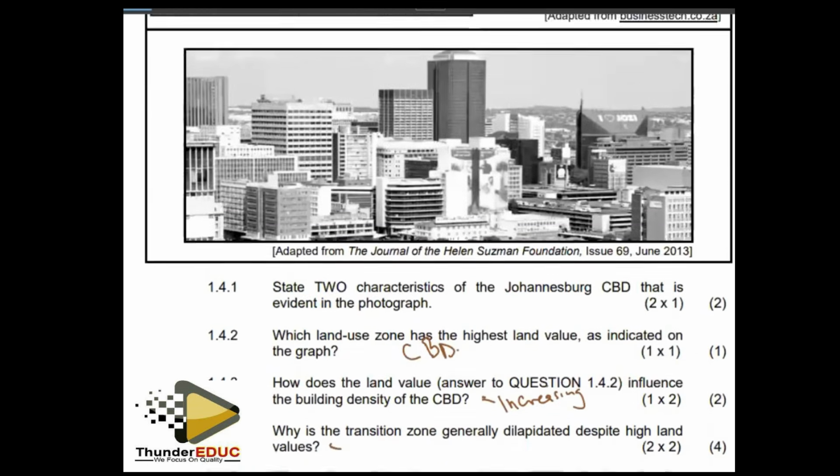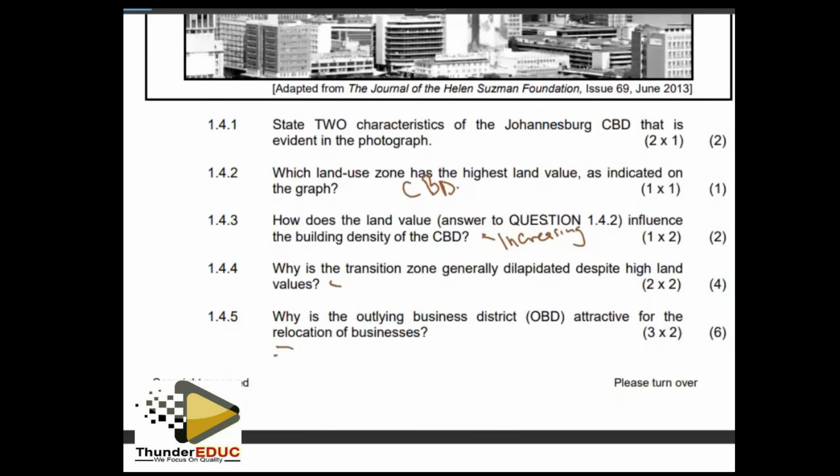Why is it attracting many businesses that are relocating from urban areas, the CBD, to those areas? Number one, this area has less pollution. The pollution is limited because they don't have many buildings or many industries, so at least it's safer for them in every aspect.